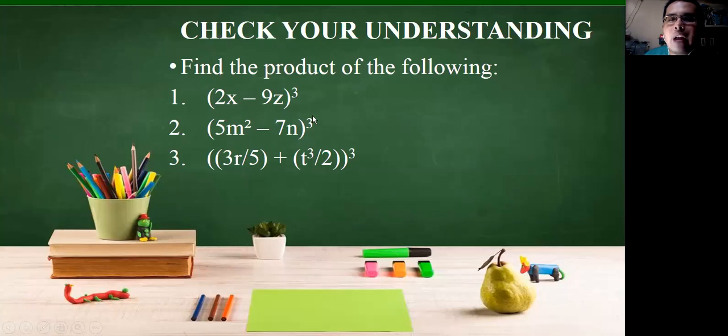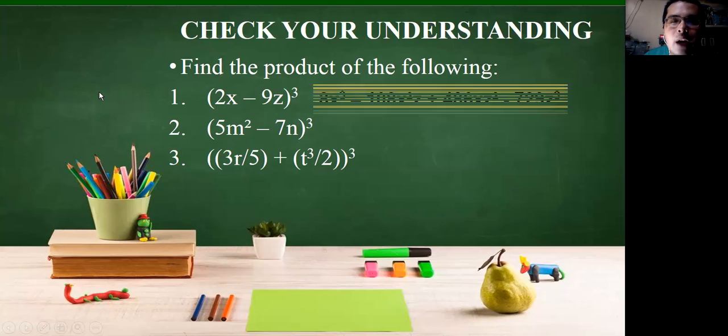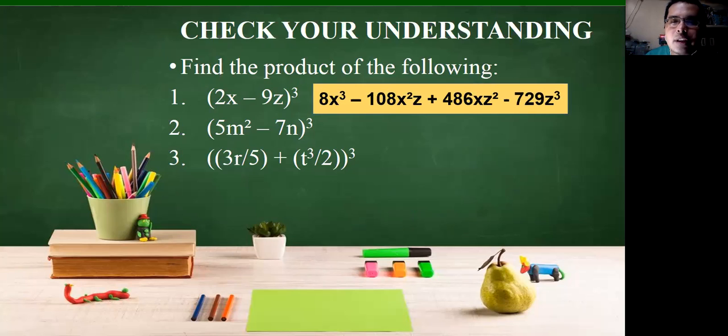Okay, let's check your answers. So for number one, the answer is 8x cubed minus 108x squared z plus 486xz squared minus 729z cubed.